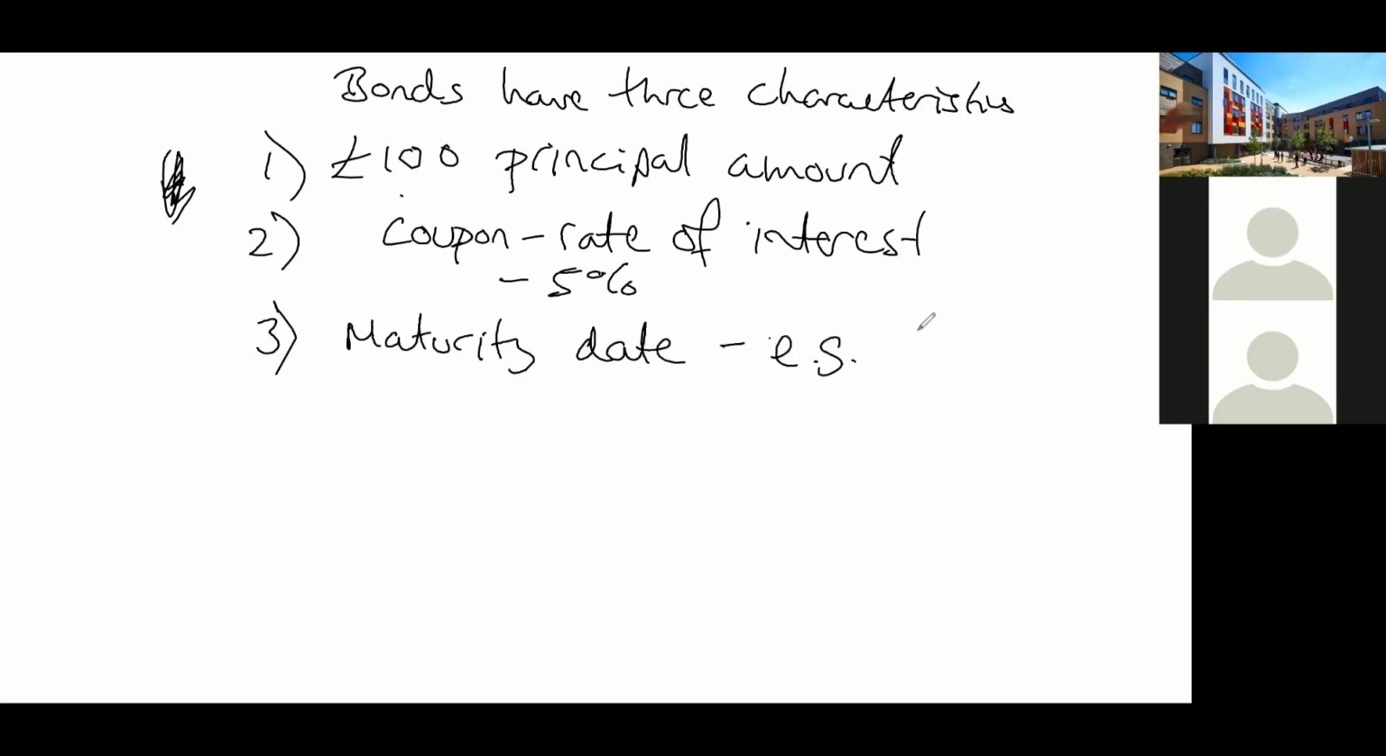So, e.g., 5 years. So basically the maturity date is the date at which the bond's principal amount, this £100, will be paid back. So let's say in our example here, you have a government who wants to borrow £100, so they are going to sell a bond with a principal amount of £100, and it's going to have a coupon rate of 5%, and it will be repaid in 5 years.